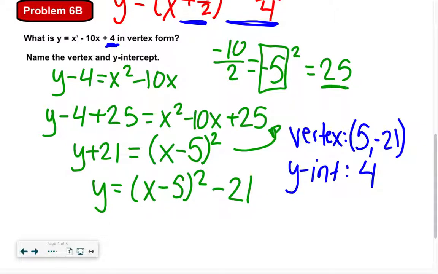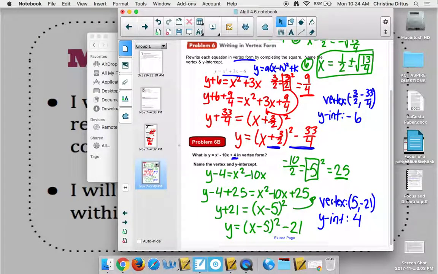Okay. Are there any questions? No. X is on one side, numbers on another side. Take your b, divide by 2.